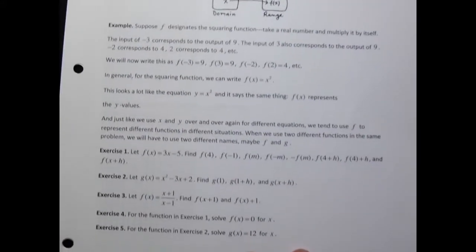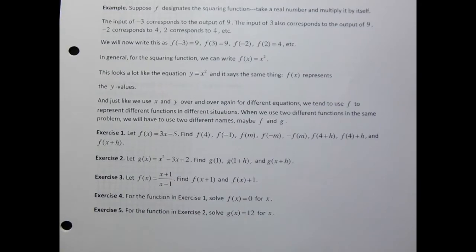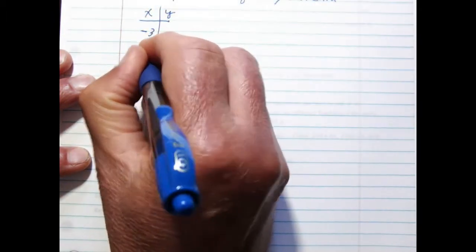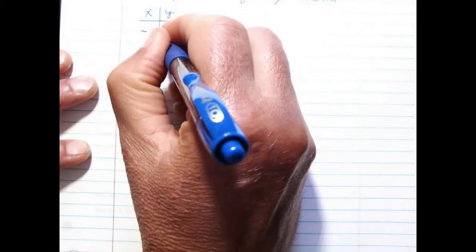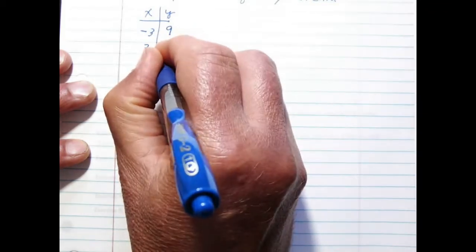Now, I have an example here where I go back to the squaring function on the handout. I pick this because it's one of the simplest functions we know. And by the squaring function, I just mean take a number and square it. So if we had a table of values, on the handout I talk about -3 for x, 3, -2, and 2. If you square -3, you get +9. Square 3, you get +9. Square -2, you get 4. 2, you get 4. Okay, so there's a table of values for the squaring function.